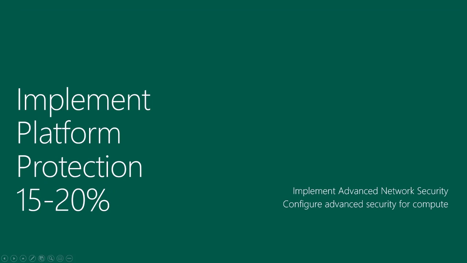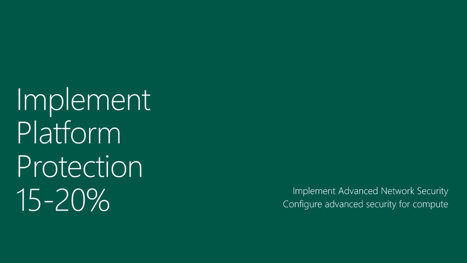Next up, let's take a look at Implement Platform Protection. In this section, there are two main subcategories that you want to make sure you're familiar with. Again, we will highlight some of the newer things, and in the hidden slides, there will be more details of the others. First, we have Implement Advanced Network Security, where we're going to cover things like NSGs, ASGs.